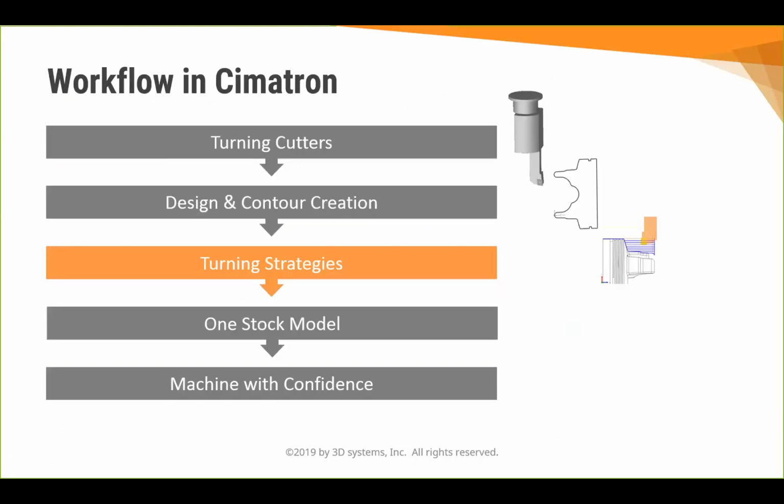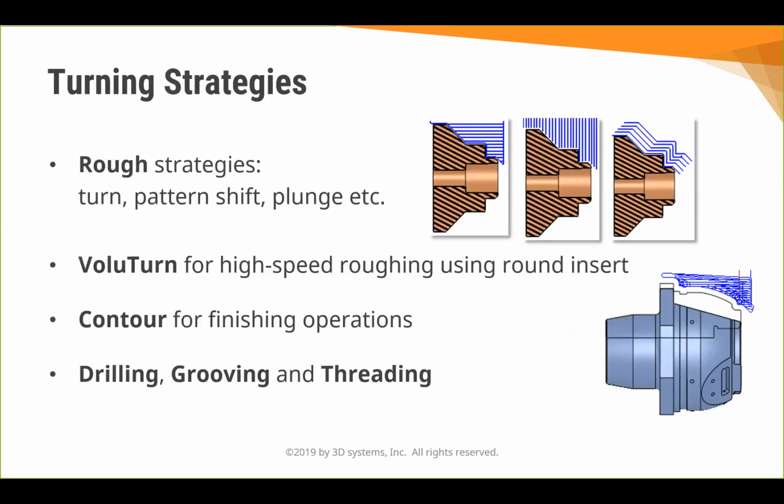So now we get to the procedure creation. We support all main turning strategies, including rough strategies for turn, pattern shift, and plunging. Voluturn is also available for high-speed roughing using round inserts. We have an option for contour for finishing operation, and of course, center drilling, grooving, and lathe threading are also supported.